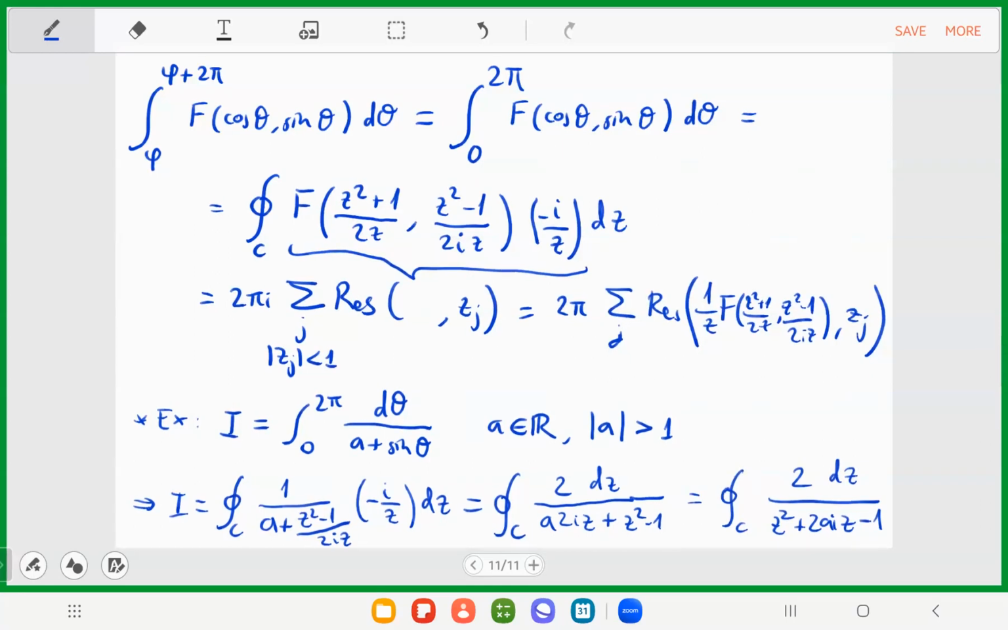Any question? So, well, how do we know we don't have one double pole, one pole of order 2? How do we know that this quadratic polynomial, z squared plus 2aiz minus 1, doesn't have a zero of order 2? You can just do it the same as you do it for the real variable. There is this discriminant. Probably you remember this, minus b plus minus square root of b squared minus 4ac.